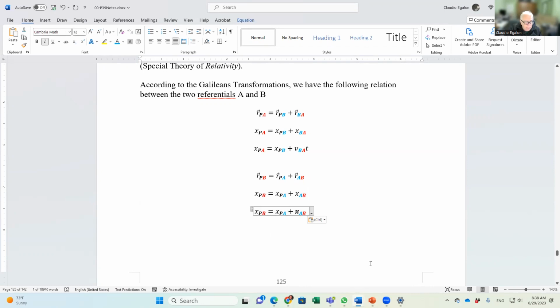And here again, we can write V of A with respect to B times T. And like I said, this V here can be either positive or negative. The notation is no different than the other one. These are the Galilean transformations. I'm going to place them side by side, and I'm doing this just for the one-dimensional case.